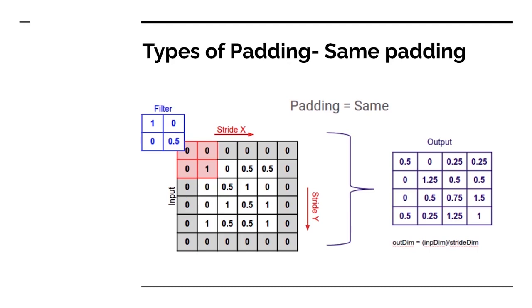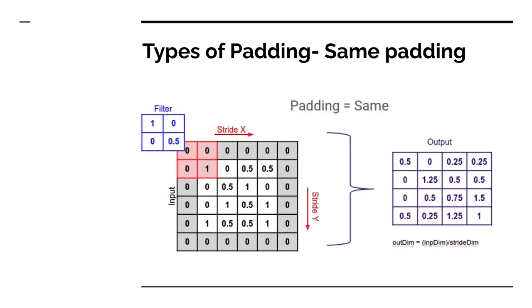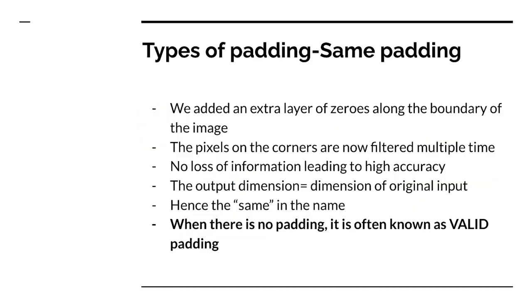A solution to this is to pad the image. Now, in this picture, you can see that the boundary is filled with pixels which have values 0. What we did was add an extra layer of zeros along the boundary of the image. The pixels on the corners are now filtered multiple times, so there is no loss of information leading to high accuracy. But you will notice that the output dimension is equal to the input dimension, and hence you have the name same. Now, when there is no padding, it is often known as valid padding.